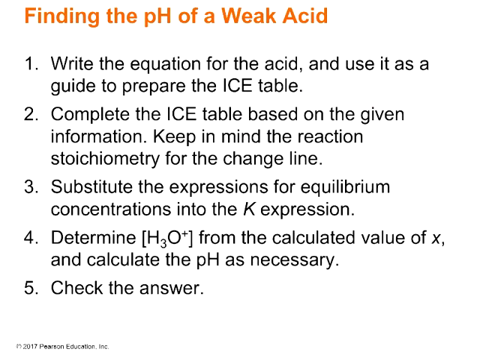So how do we find the pH of a weak acid? First, we're going to write the equation for the acid, and then we're going to use that equation as a guide to prepare the ICE table. So step 1 is really to write the equation for the acid in water. And then 2, we're going to complete the ICE table based on given information. And we also want to keep in mind any reaction stoichiometry. So for instance, if the acid reacts in a 2-to-1 ratio with water, then we want to take that into account when we're considering any changes that are occurring in solution.